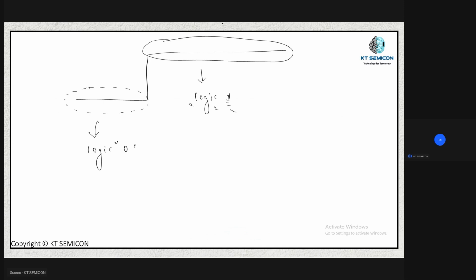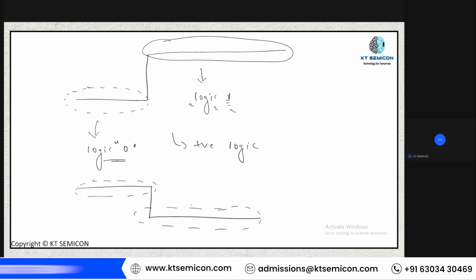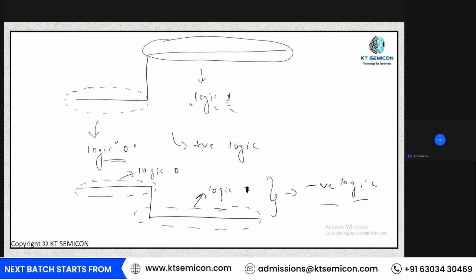If we represent high voltage with logic 1 and low voltage with logic 0, this is known as positive logic. In the case of negative logic, we represent high voltage with logic 0 and low voltage with logic 1. So low voltage is represented with logic 1 and high voltage is represented with logic 0. This kind of representation is known as negative logic. Depending upon what type of logic you are using, normally we use positive logic only.